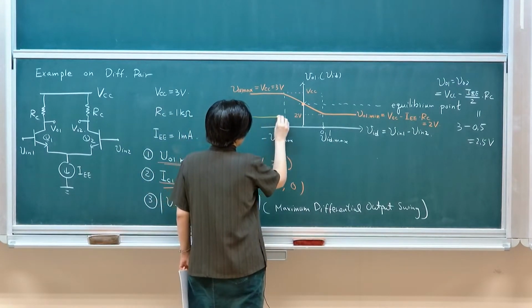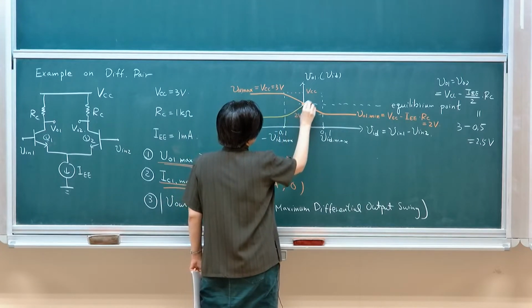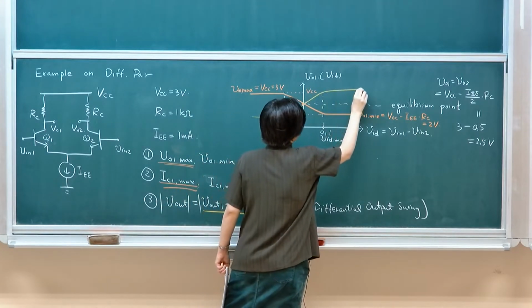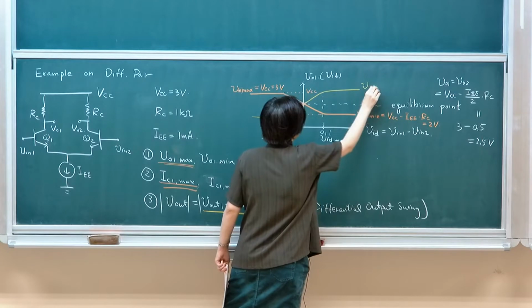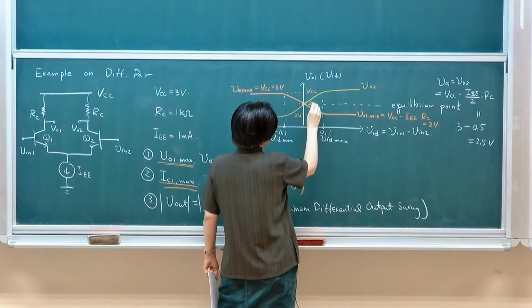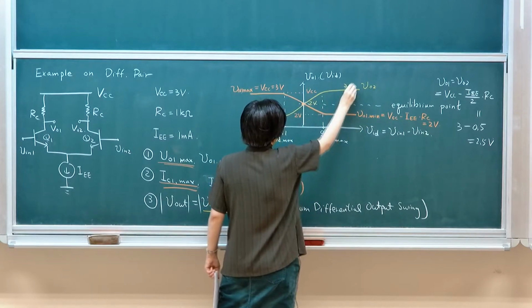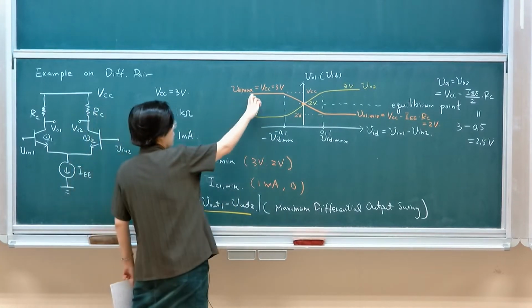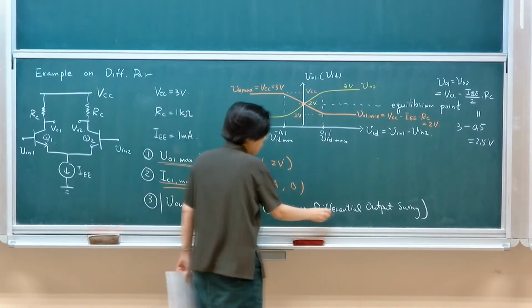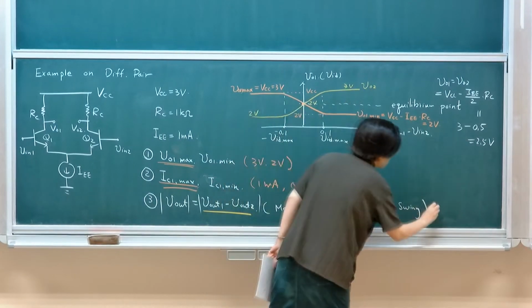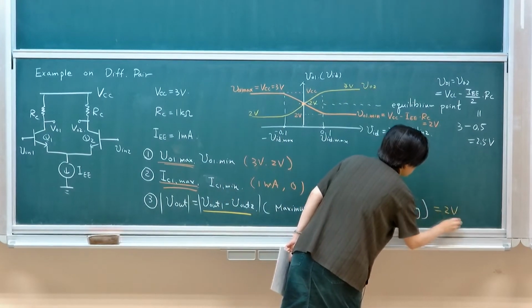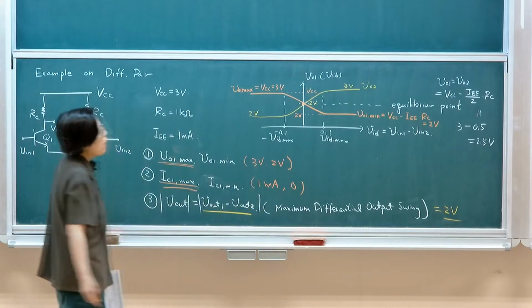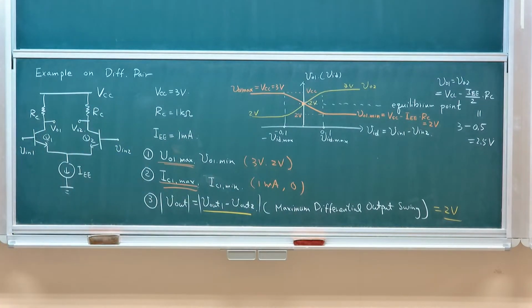So we know that this is VO2. So VO2 also balanced at 2 volts. This is highest at 3 volts minus lowest at 2 volts. So the swing is this difference. The maximum difference between the two is 2 volts, right? So once you plot this, you should be able to obtain all the parameters needed.